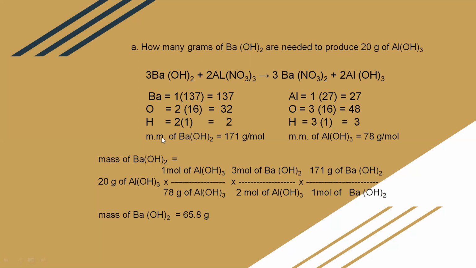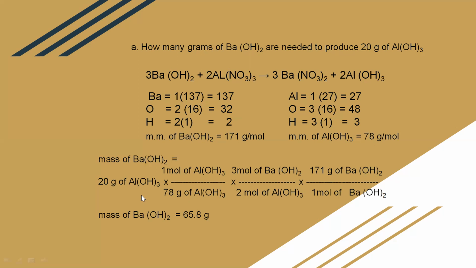All right, so the molar mass of barium hydroxide is equal to 171 grams per mole. Where did we get it? 137 plus 32 plus 2, that will be 171. Another one is the molar mass of aluminum hydroxide: 27 plus 48 plus 3, that would be the total, 78 grams per mole. So we already have the molar mass of barium hydroxide and aluminum hydroxide.